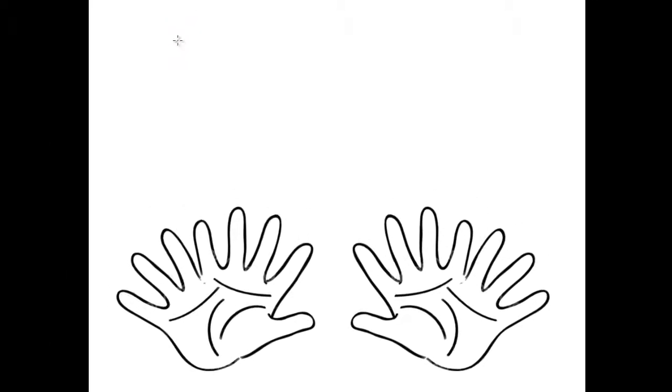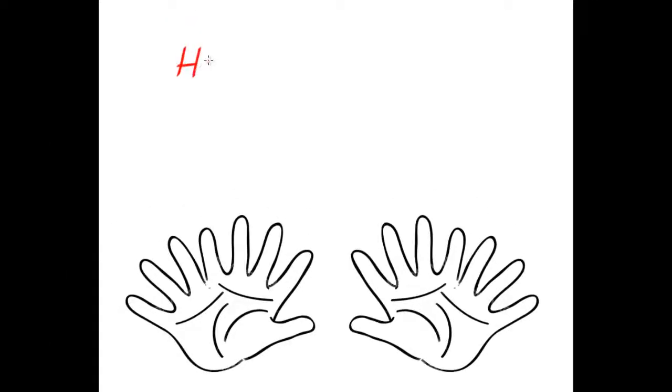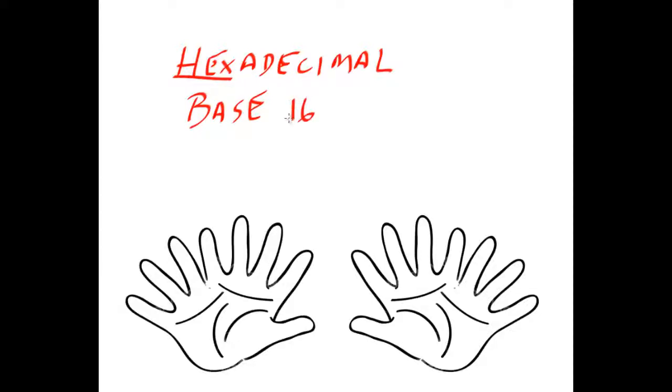What if we had 16 fingers? Then we would have learned to count in sets of 16. And they called it hexadecimal, or some people call it hex, which is base 16. We would count in sets of 16, so it would have gone like this.